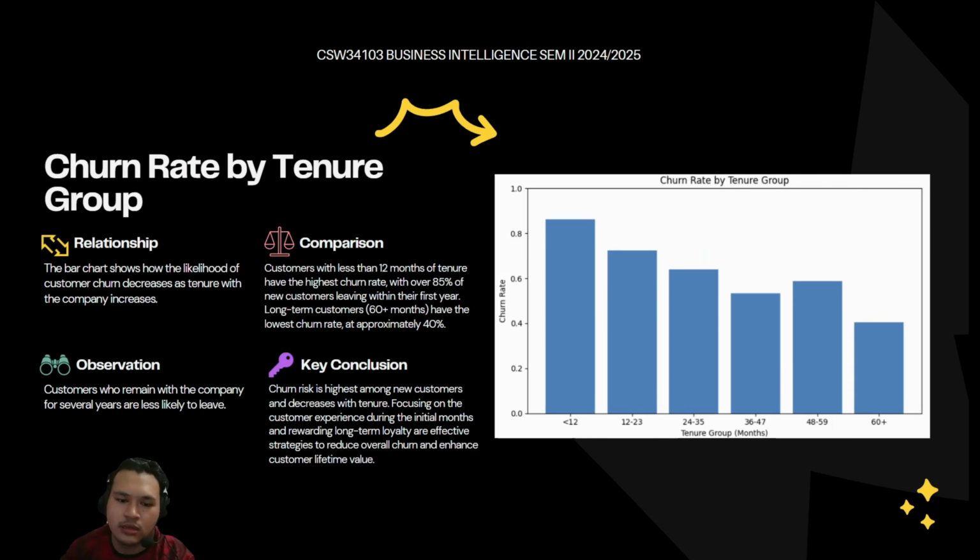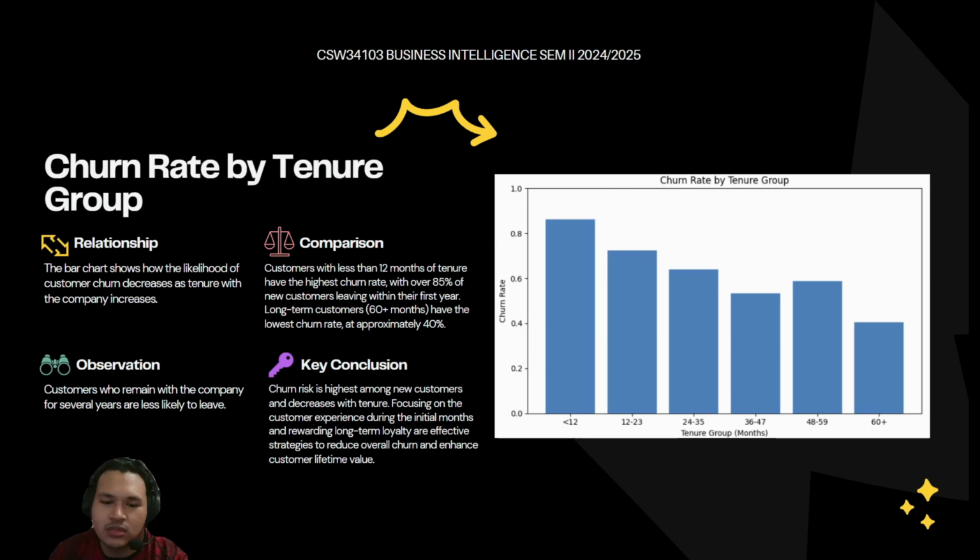And for the last one, let's examine how churn rate varies depending on how long a customer has been with the company. As shown in the bar chart, customers with less than 12 months of tenure have the highest churn rate. Over 85% of them leave within their first year. As tenure increases, churn rates decrease steadily. For example, customers in the 12 to 23 month group have a churn rate around 70%. And the 24 to 35 month group is just slightly lower at about 65%.